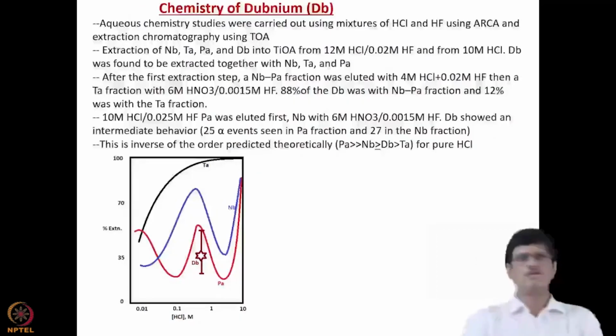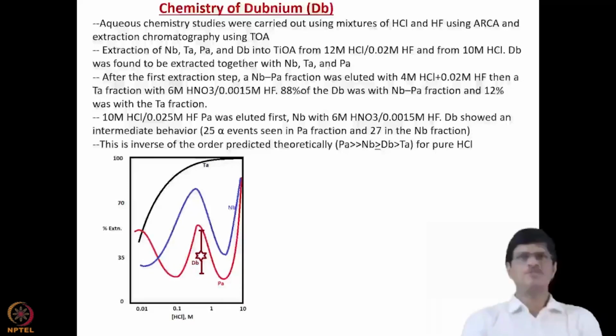Now, another example I give is the aqueous chemistry of dubnium. These studies are carried out using a mixture of hydrochloric acid and hydrofluoric acid using ARCA, and the extraction chromatography studies are carried out using trioctyl amine as the extractant. The extraction of niobium, tantalum, protactinium, which is a pseudo homologue, and dubnium into tri-isooctyl amine from 12 molar HCl and 0.02 molar hydrofluoric acid, and also from 10 molar HCl, was studied.